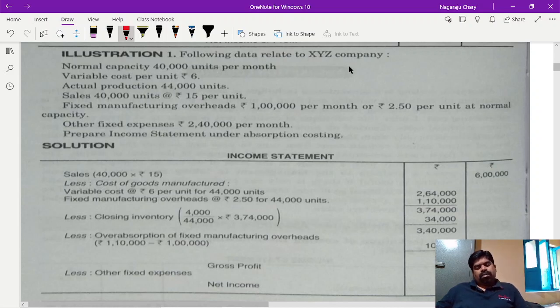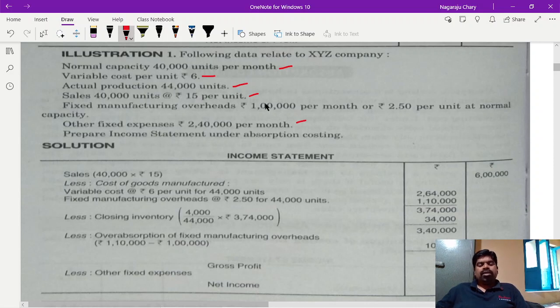We have been given information regarding XYZ company. Normal capacity is 40,000 units per month, and the variable cost per unit is 6 rupees, and the actual production is 44,000 units. This is more than the normal capacity. Now sales are 40,000 units, sold at 15 rupees per unit, and the fixed manufacturing overheads are 1 lakh per month or 2 rupees 50 paisa per unit at normal capacity. Other fixed expenses are 2 lakhs 40,000 per month. Prepare the income statement under absorption costing.